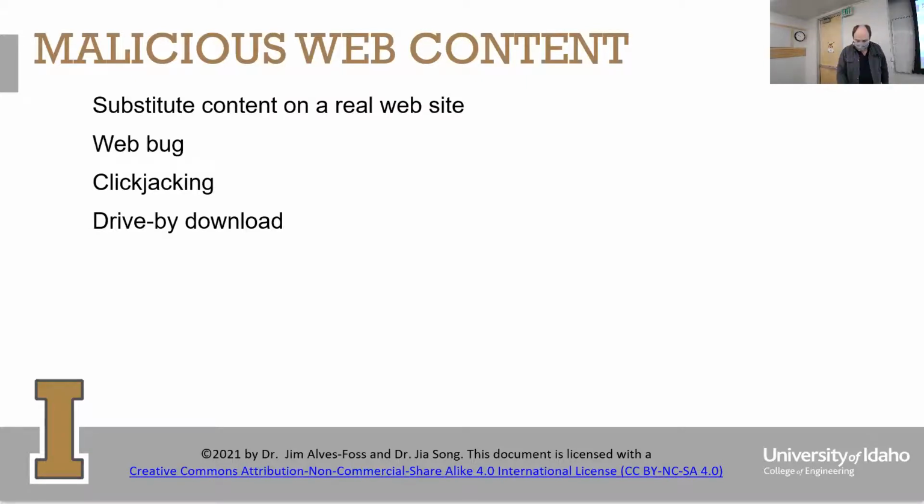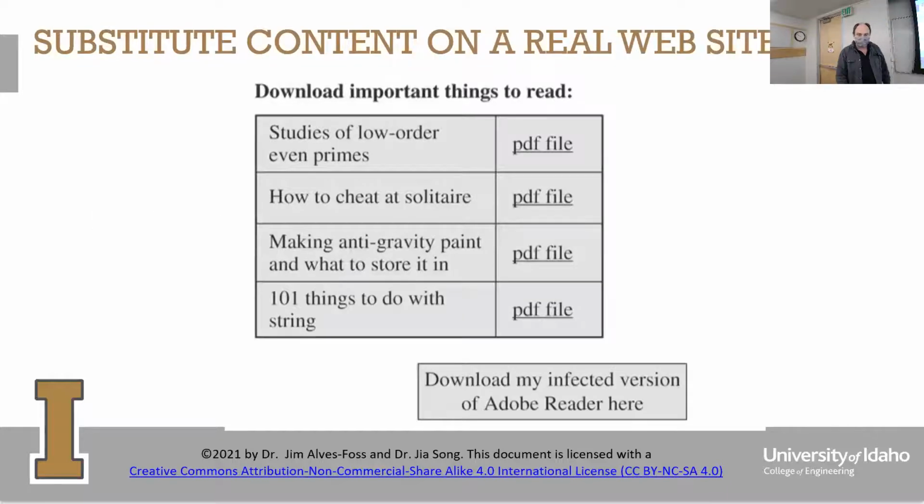There's several others that we have to worry about. I'll talk about some of those. So, hey, there's some important things you want to read. You go to a website. Hey, studies of low order even primes, how to cheat at solitaire, making anti-gravity paint, and what to store it in. That would be a problem. Yeah. 101 things to do with string.